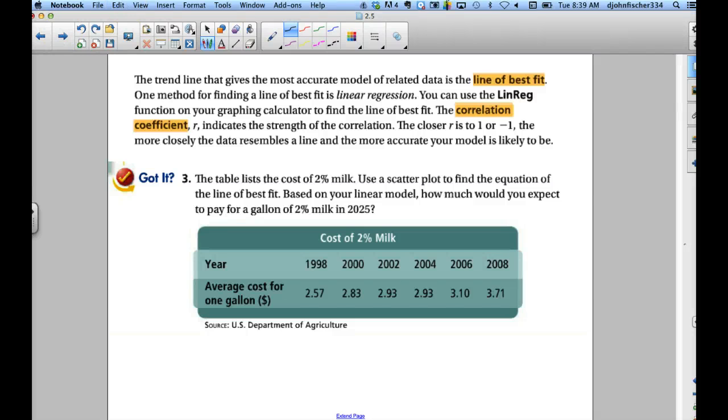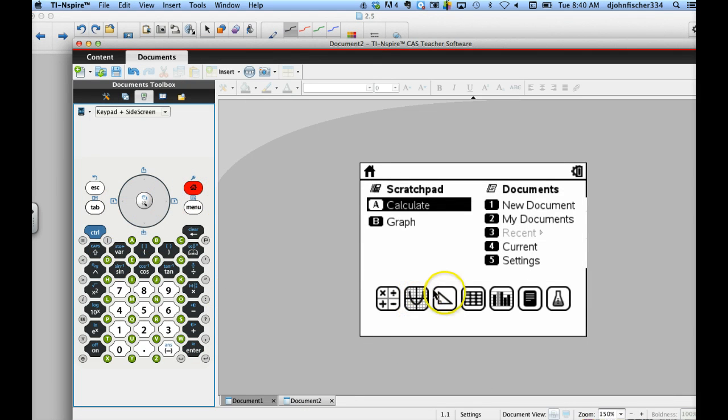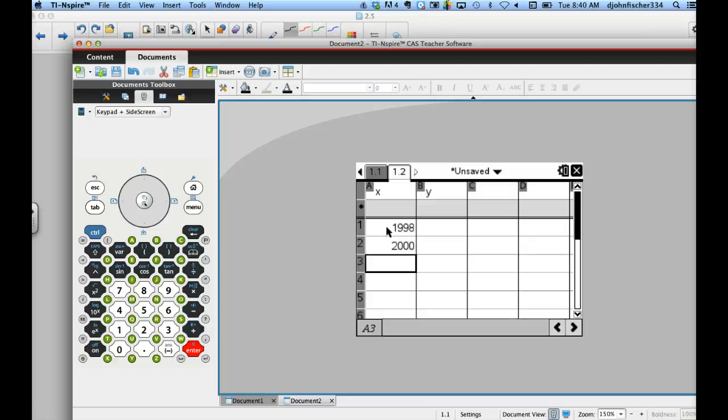So we're going to do this problem on the calculator. We're going to pull our calculator up and enter the values. These are my x, and these are my y. Let's go home, Table and List and Spreadsheet. We're going to label our first list x, second list y, and you can put in there year or average cost, it doesn't matter. In our first list, we're going to enter our years: 1998, 2000, 2004, 2006, 2008.